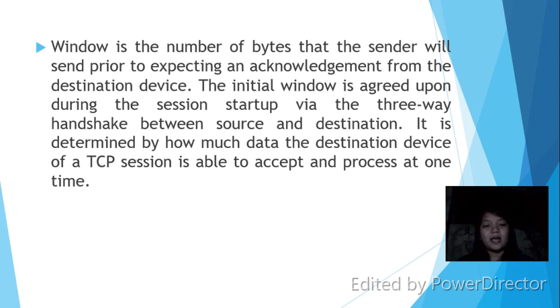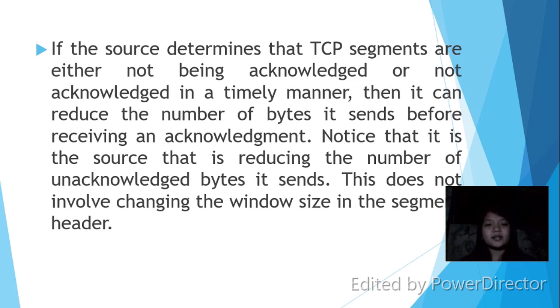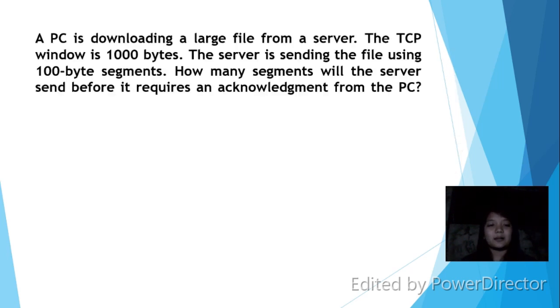It is determined by how much data the destination device of a TCP session is able to accept and process at one time. If the source determines that TCP segments are either not being acknowledged or not acknowledged in a timely manner, then it can reduce the number of bytes it sends before receiving an acknowledgement. Notice that it is the source that is reducing the number of unacknowledged bytes it sends. This does not involve changing the window size in the segment header.